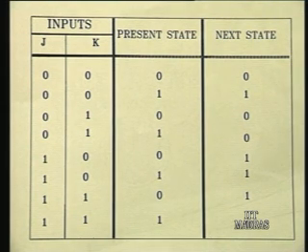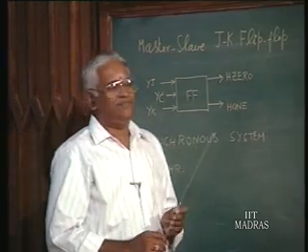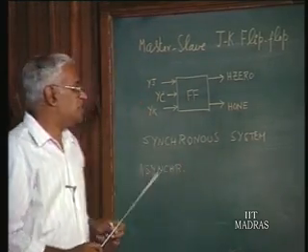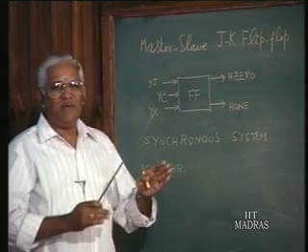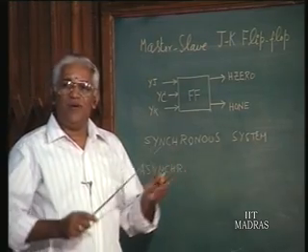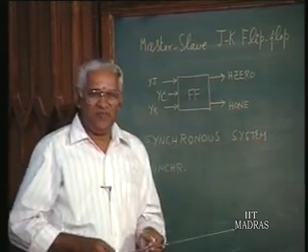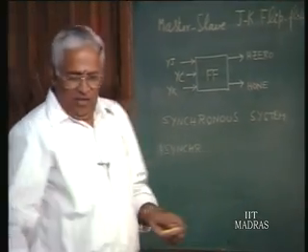Fine. But in our case, we not only have these two inputs J and K, but we also have the clock. We have not yet considered that. We have to consider this clock also. Now, if I include the clock in the excitation table, then the table will become unwieldy. There is a reason for that.